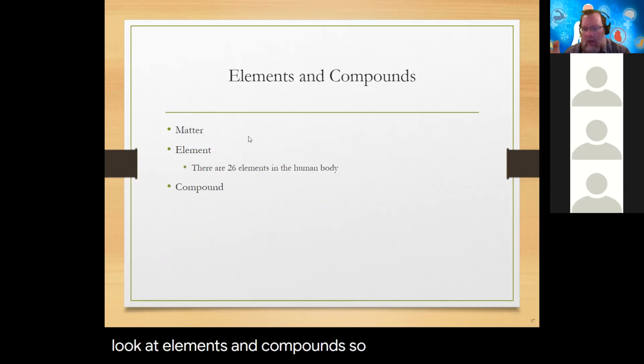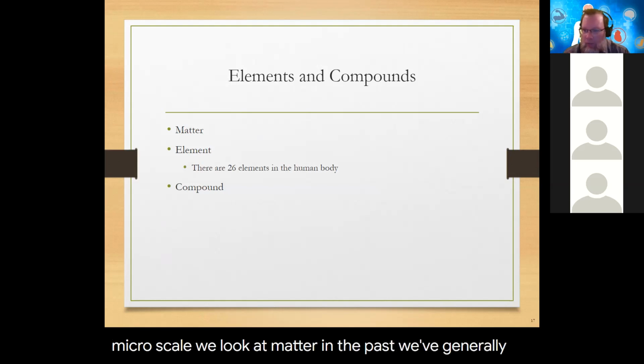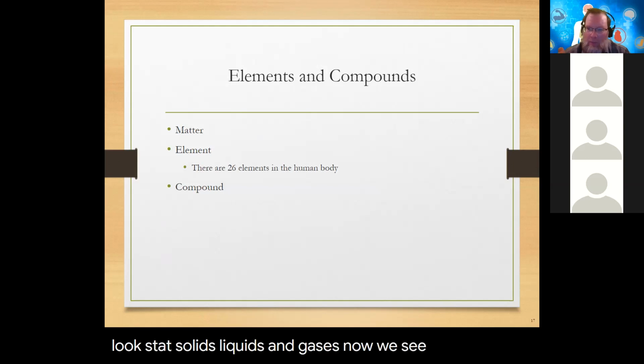So matter, anything that has mass or takes up space. And again, this could be on a micro scale. We look at matter. In the past, we've generally looked at solids, liquids, and gases. Now we see plasma as a form of matter as well. There's a fifth form of matter that's being thrown around in addition to those. But generally, when we look at the body, what we're going to be focused on are solids, liquids, and gases. Those are going to be the three primary forms of matter that we deal with.